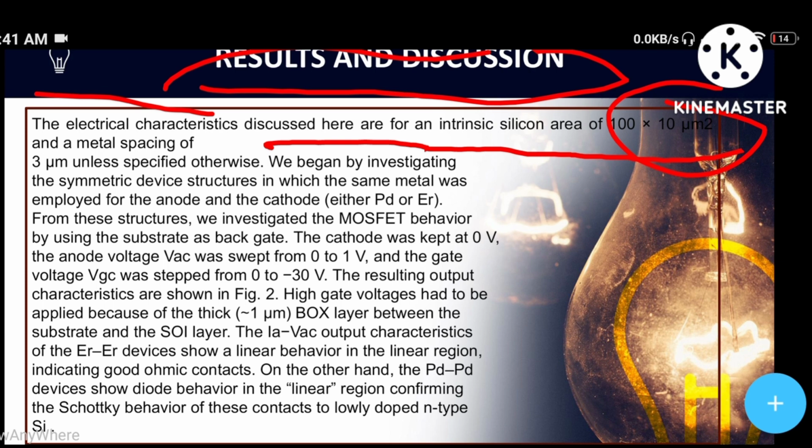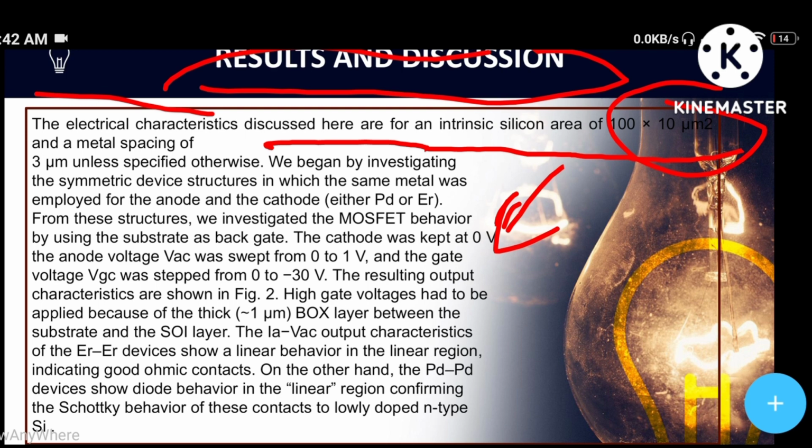structures in which the same metal was employed for anode and cathode, either Pd or Er. From these structures, we investigated the MOSFET behavior by using the substrate as back gate. The cathode was kept at 0 volts, the anode voltage VAC was swept from 0 to 1 volt, and the gate voltage VGC was stepped from 0 to minus 30 volts. The resulting output characteristics are shown in figure 2.